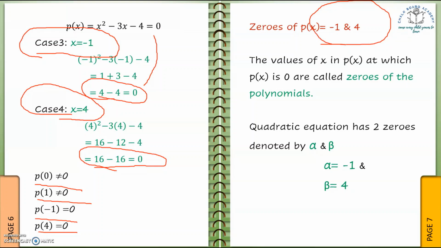So here the zeros of the p(x) are -1 and 4. So the values of x in p(x) at which p(x) is equal to 0 are called the zeros of the polynomial, and for that we denote these zeros by some symbol. Here the symbols used are alpha and beta. So here alpha is -1 and then we have beta, which is equal to 4 for this given equation.